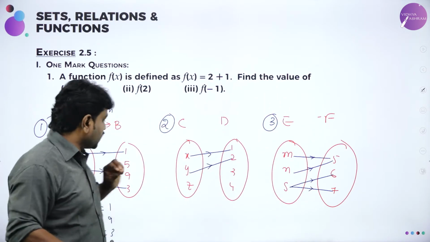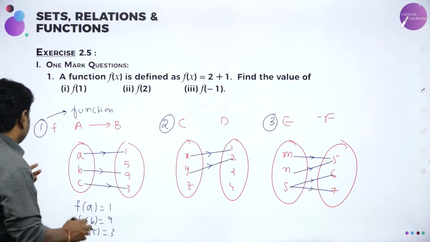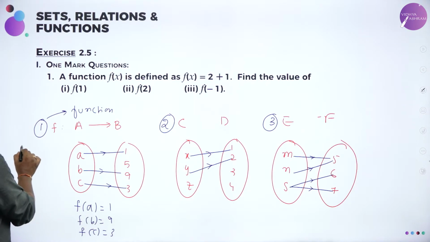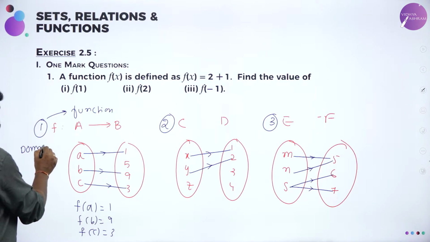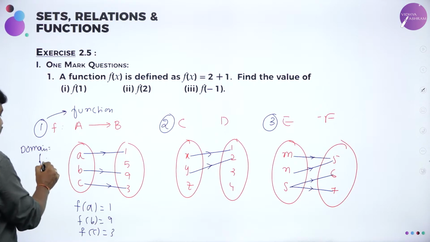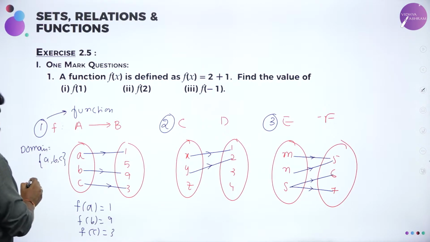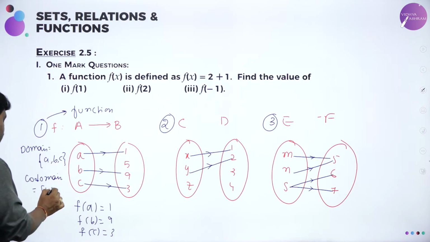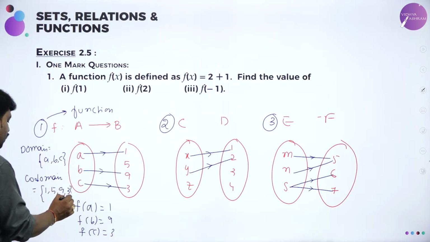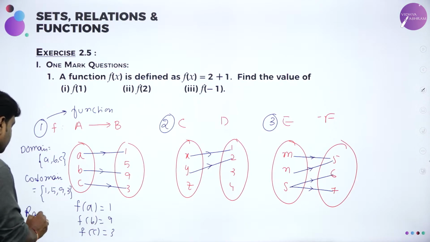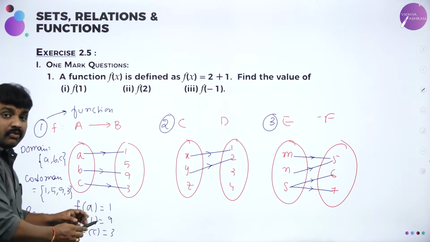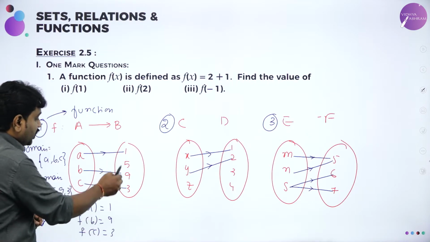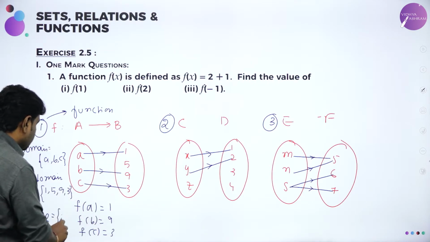Now if I ask you to write the domain and range for this, it is easy. Domain means the set of elements of the first set: A, B, C. And if I ask you to write the codomain, codomain means the set of second set elements. What are the elements? 1, 5, 9, 3. The whole set B: 1, 5, 9, 3. But what about range? Range means set of images. Only take the ones that are acting as images. So here 1, 9, 3 are acting as images. So range means 1, 9, 3.